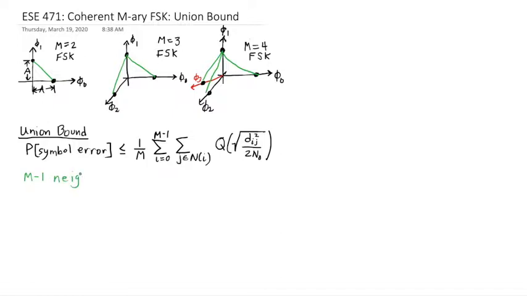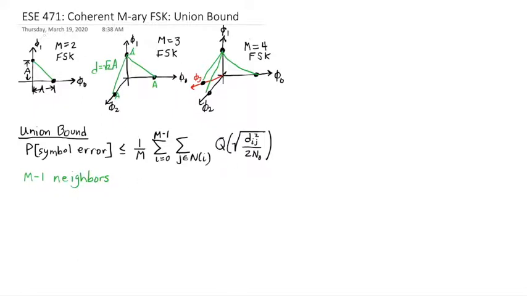And the next thing is, what is the distance to those neighbors? You can see it here in m equals 3 FSK. These distances are identical. They're both a away from the origin. So to calculate this distance, we can use the Pythagorean theorem to come up with the fact that this distance, d, is equal to square root of 2 times a, if this is a away from the origin.